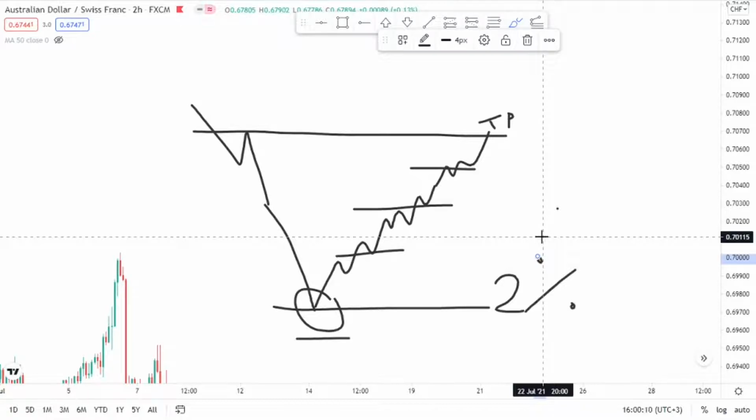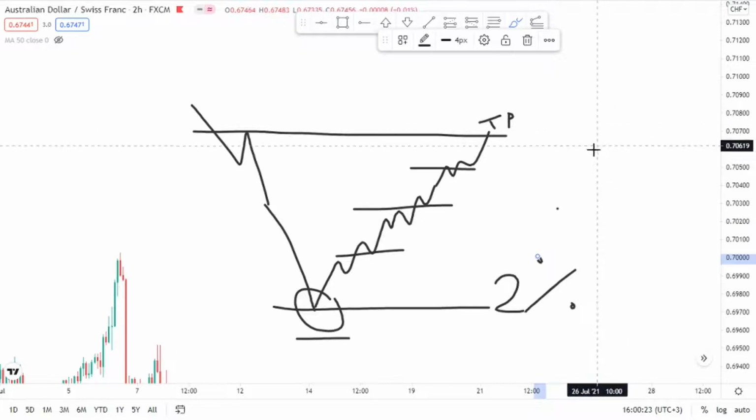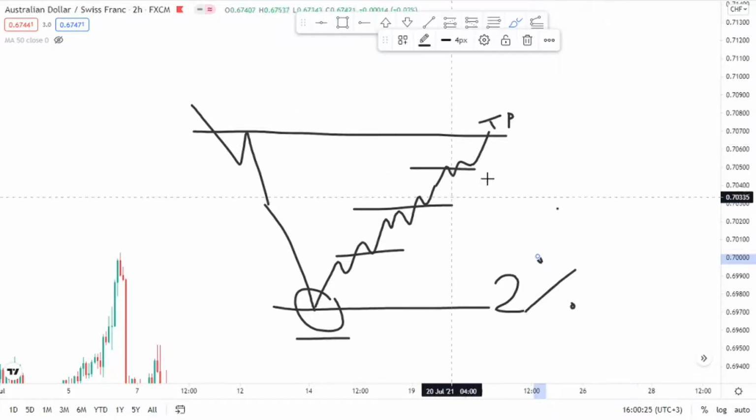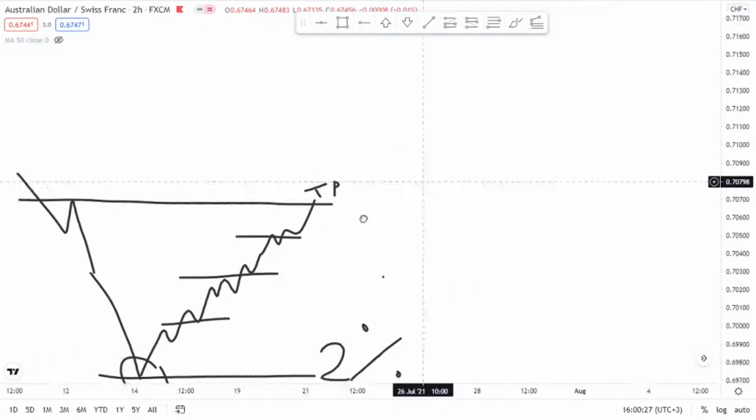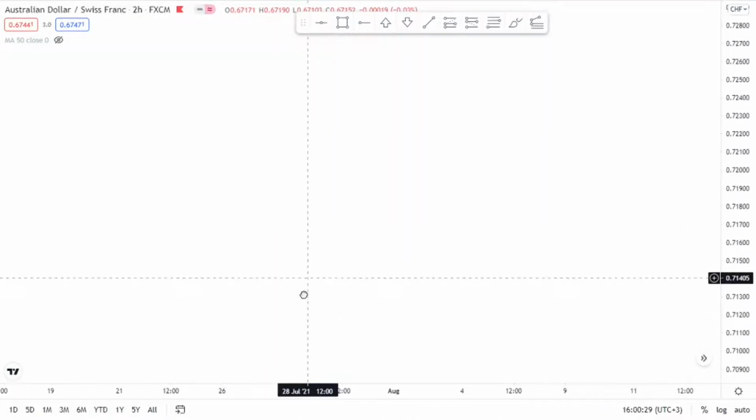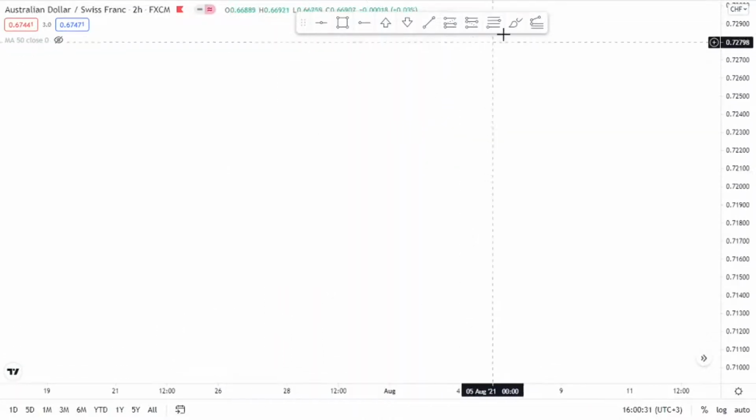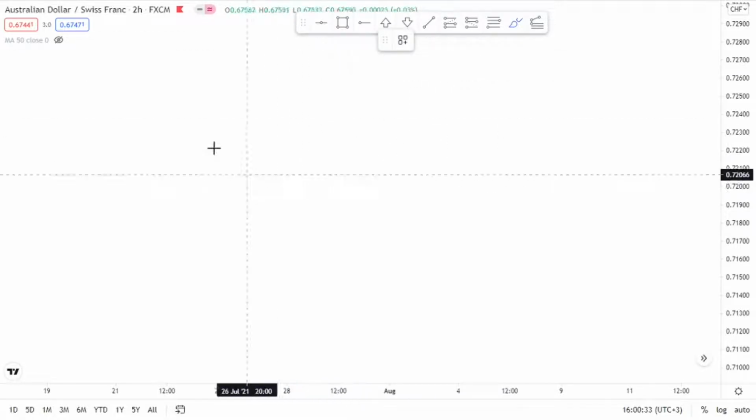So that's the reason for scaling in: to maximize profit potential on a single price move. Let's go to the next thing, which is how to scale in. There are several ways of scaling in. However, for the main method of scaling in, I'm just going to use another example.